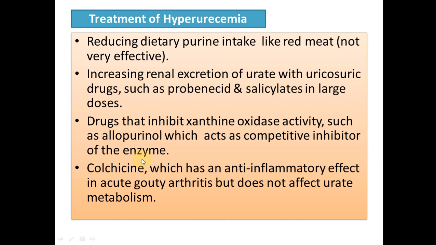Colchicine is another important drug which has anti-inflammatory effect in acute gouty arthritis and inhibits the recruitment and chemotaxis of the neutrophils. However, it has no effect on the urate metabolism, but it will inhibit the recruitment of the inflammatory cells.